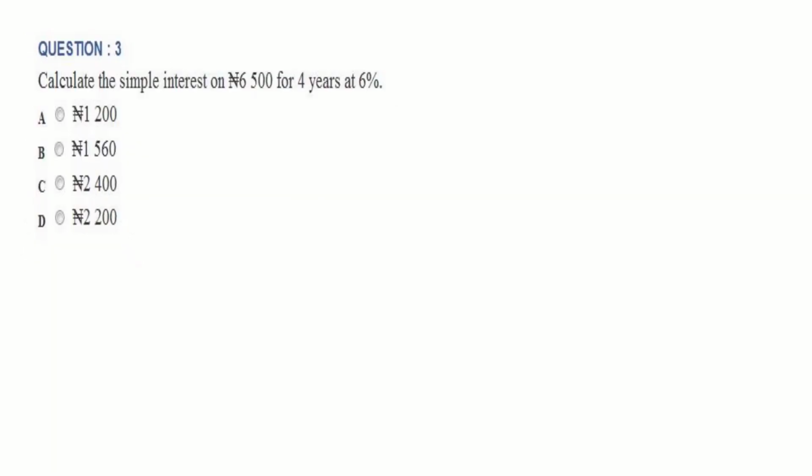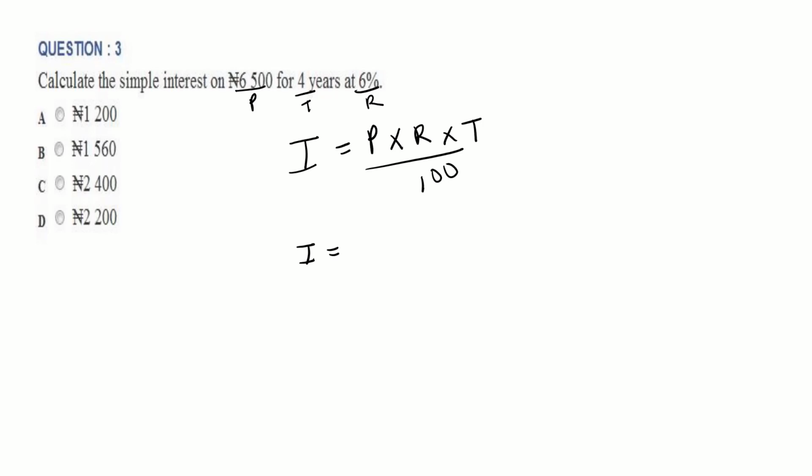This third question is a question on simple interest. And remember that in simple interest, one formula to remember is the formula for calculating interest, which equals P, which is principal, times R, which is rate, times T over 100. So the same thing here, we are asked to calculate the simple interest on 6,500 naira for 4 years at 6%. So 6,500 is the principal, this is the time, and this is the rate. So to calculate this, we have I, which is the interest, equal to principal 6,500 multiplied by R, which is 6, time, which is 4, divided by 100.